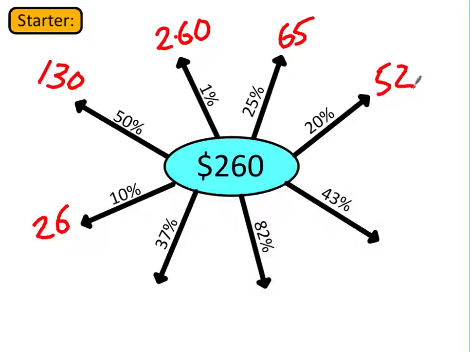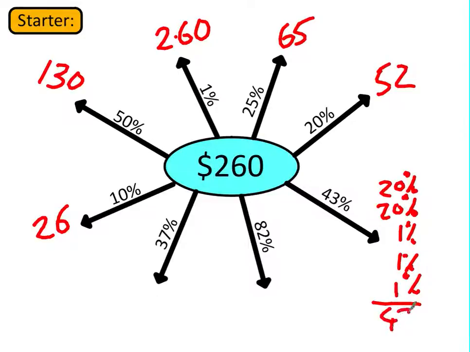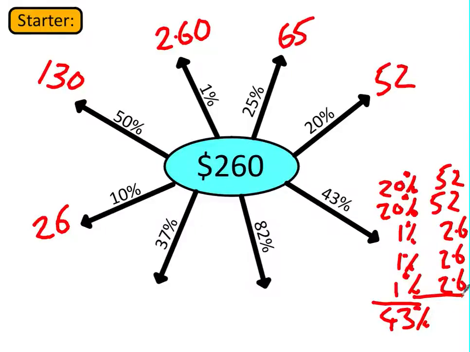So, for example, 43%, I might use 2 20%, and then 3 1%. Now, that's going to give me a total amount of 43%. So we've got those numbers already. We're going to add up 52 and another 52, and then a 2.6, another 2.6, and another 2.6. So that's going to be our method. Let's just do this one and then we'll move on.